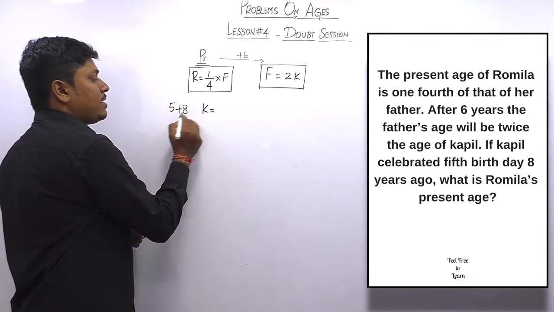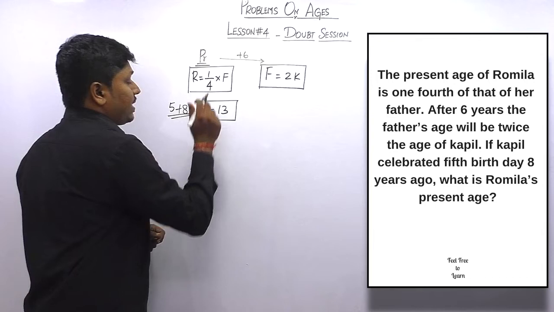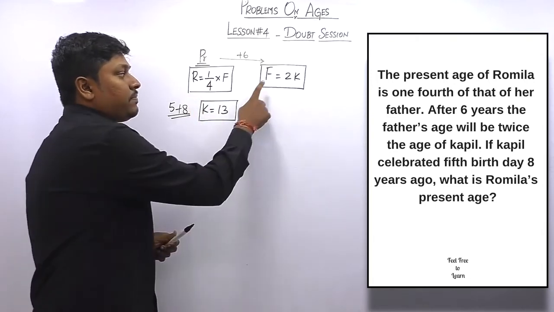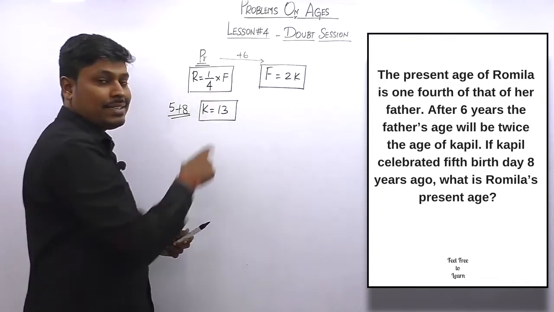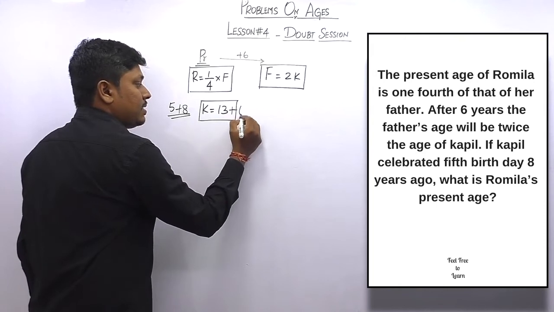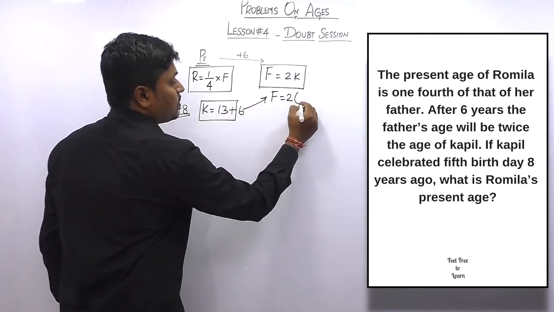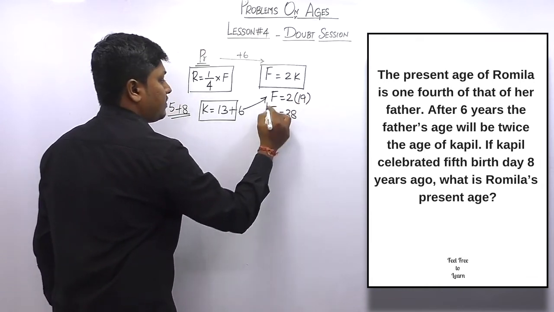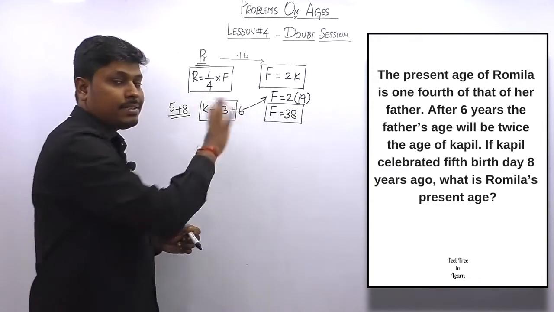So after 8 years definitely couple's age will be 13. So we can say that the present age of couple is 13, right? And we know that father is 2 times the age of couple, that is twice the age of couple only after 6 years. So at 6 years, now couple age is 19. So we can say father is equal to 2 times of 19. So father age will be 38. So finally we found the age of father is 38 after 6 years.